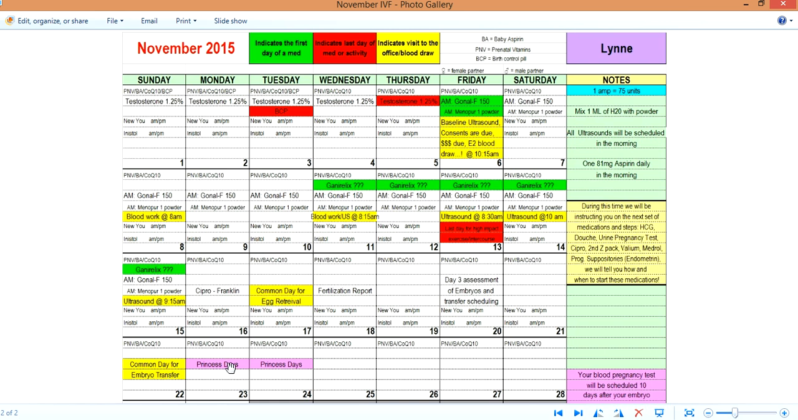And then my job is for the next 2 days to sit and do nothing. And then we wait for 10 days to see if I am pregnant. So that's the quick rundown.